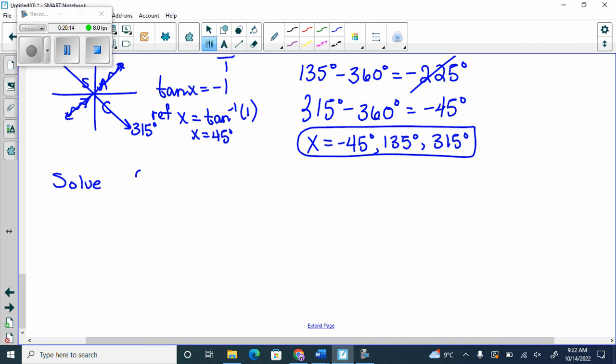2 cos squared x, plus 3 cos, or not plus, minus, I don't want to say plus. Minus 3 cos x equals -1. And I'm going to say from 0 to 360.